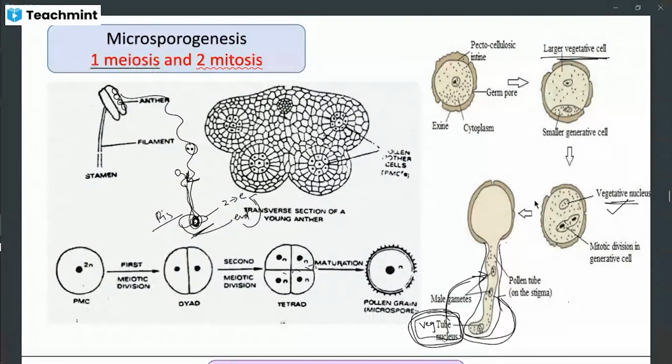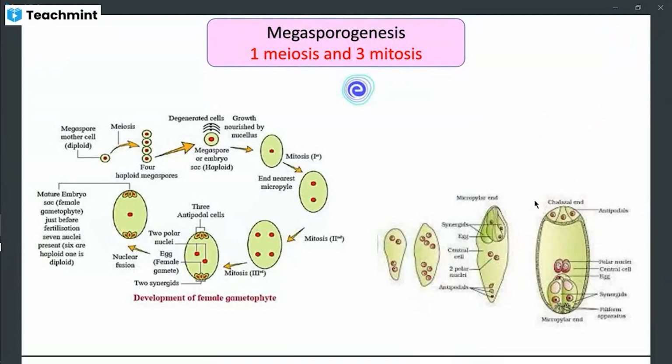Okay. See, megasporogenesis involves one meiosis and three mitotic divisions. There is one peculiar character in megasporogenesis. Similar to the microspore mother cell, there is a megaspore mother cell. It undergoes one meiotic division and leads to the formation of how many cells? 4 cells. Among these 4 cells, the first 3 cells become degenerative, which means they become non-functional, okay?